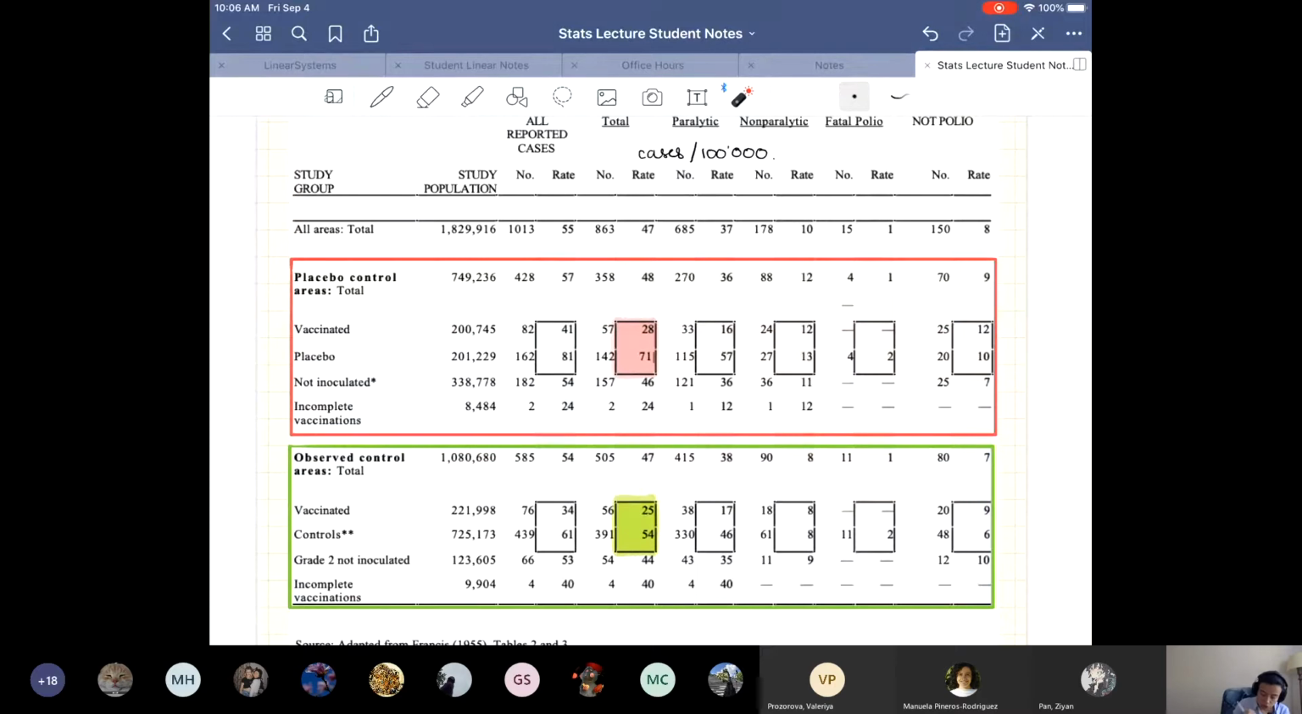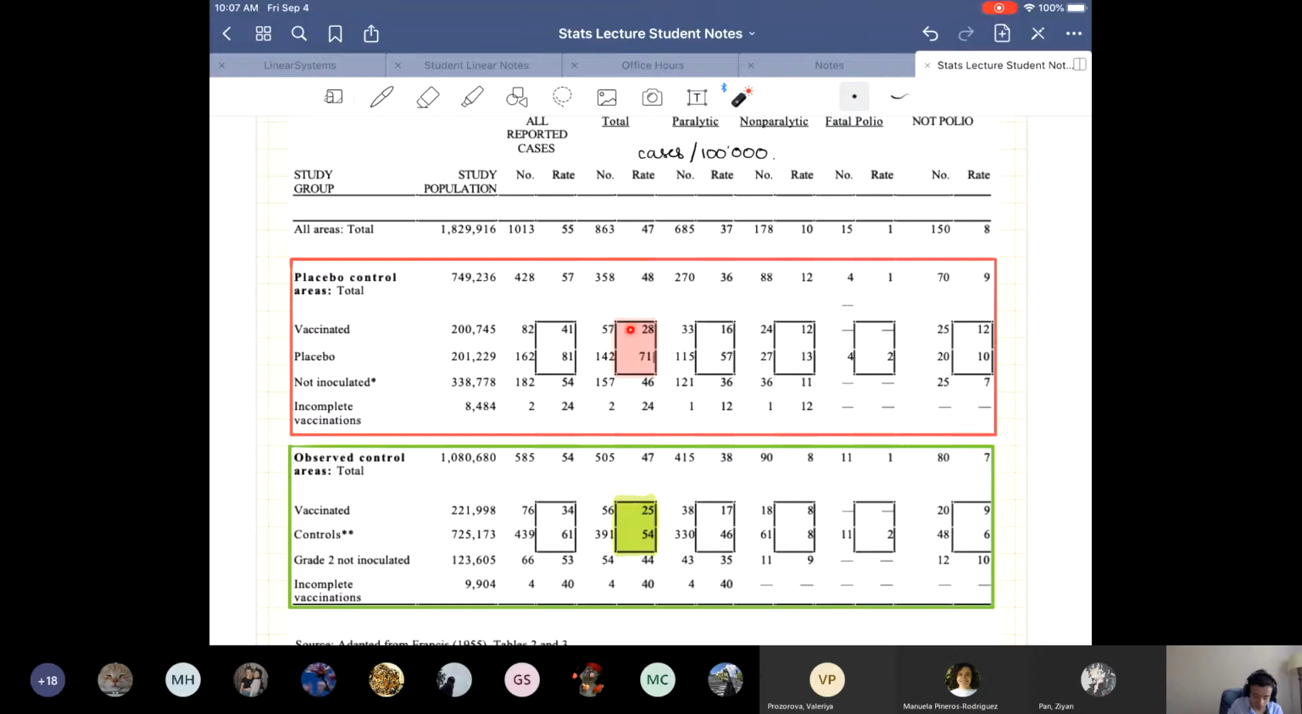Okay. So we have this difference between vaccinated and placebo, and this difference between vaccinated and controls. But the problem is that we don't necessarily know if this is caused by chance or not, right? So we could very well say, okay, now I have these numbers, and those numbers are nice because they give me an idea of what I observed in the data. But what if this was just luck?